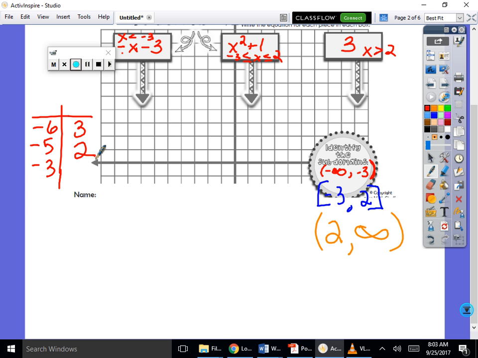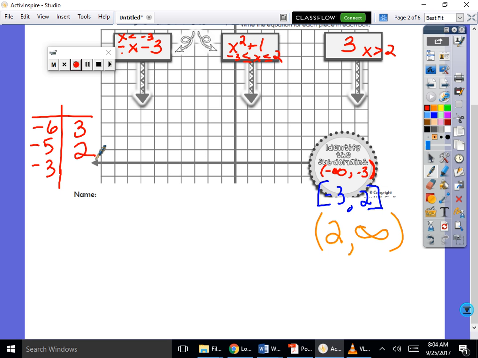What does this say? Anything smaller than negative 3. So I'm going to use negative 3, and I'll show you why in a second. And then I chose some other numbers. You can choose any numbers you want as long as they're smaller than negative 3.